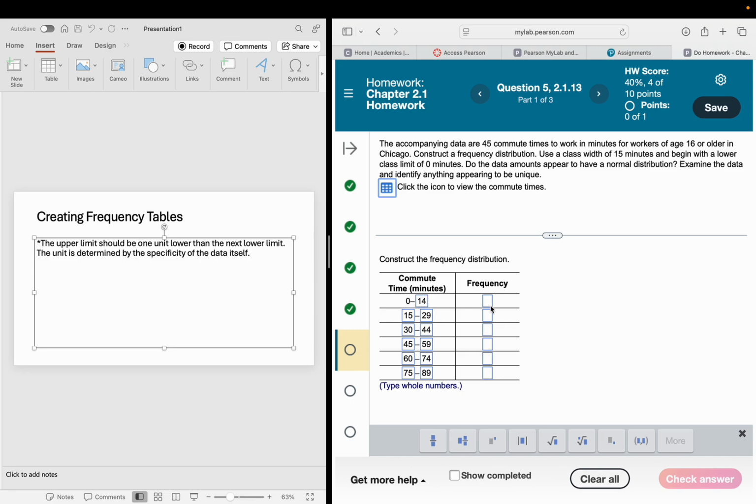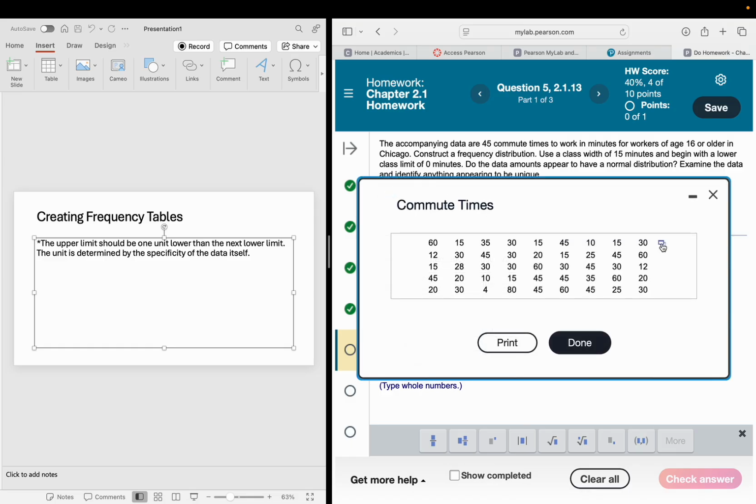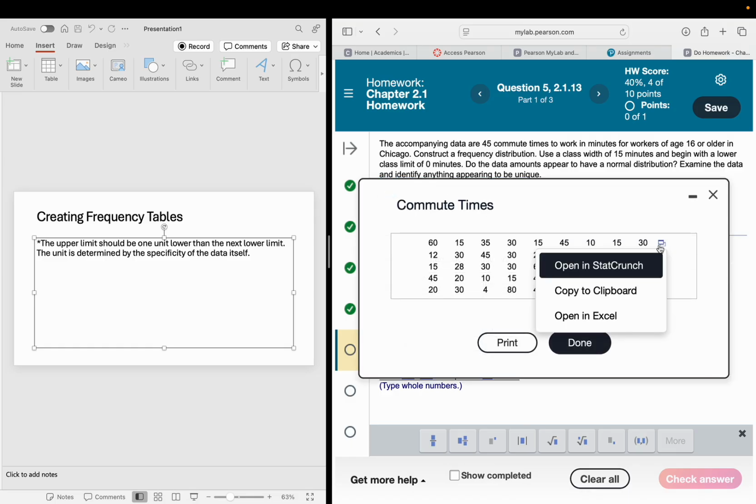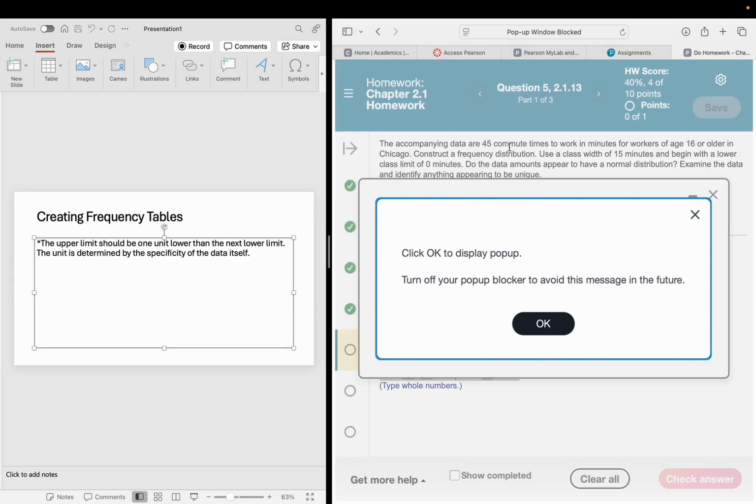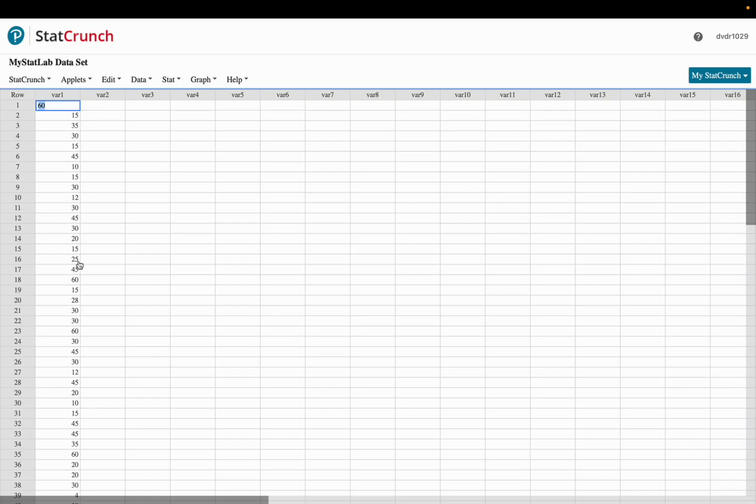From there, let's see how we're going to use our fun online tools to count these frequencies up really quick. We can press this little button right here and say open in StatCrunch. StatCrunch is a feature that you actually get on your exams. When you open StatCrunch, you'll see the data gets copied into the first column, already labeled var1.